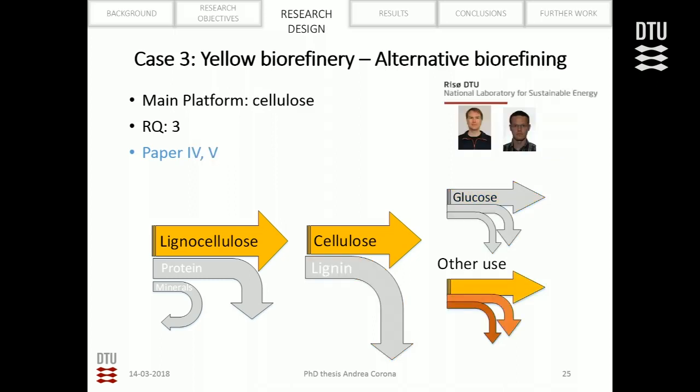And in the third case, instead, we look at alternative use of cellulose. As you said before, one of the principles of biorefinery is to keep the molecular complexity. So in this case, we will investigate the potential production of fibers. Instead of taking the cellulose and breaking it down to glucose, we keep it together and we produce fibers to produce a higher value product. In this case, the work has been done in collaboration with Risø DTU, the Wind Energy Department, and it attempts to answer research question number 3.